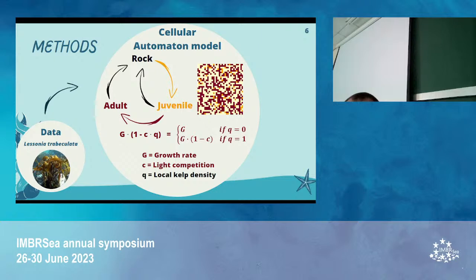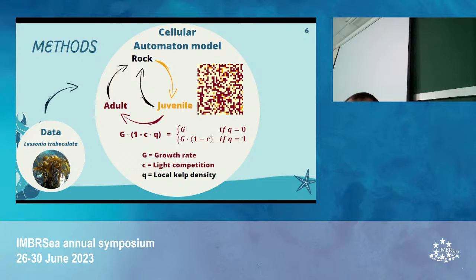So if we are in the middle of the forest, there will be lots of adult kelps around, so we will have Q equal 1, and then we will have a shading effect and a reduction of the growth rate. But if we are in a bare area, then there are no neighboring adult kelps, so Q will be equal to 0, and we will have a maximum growth rate for the juvenile.